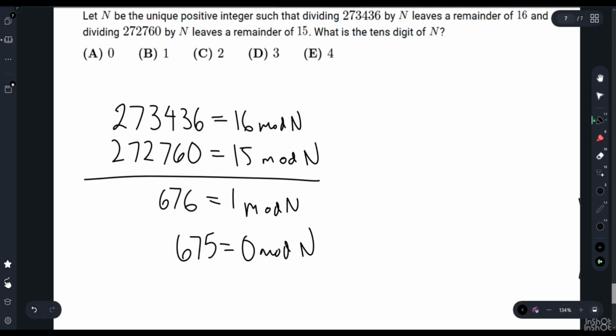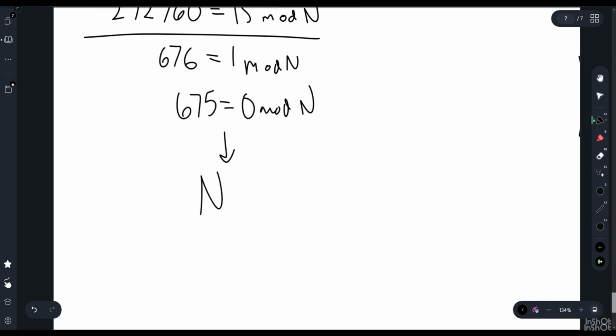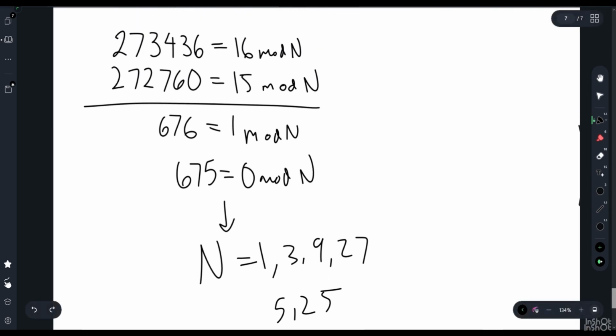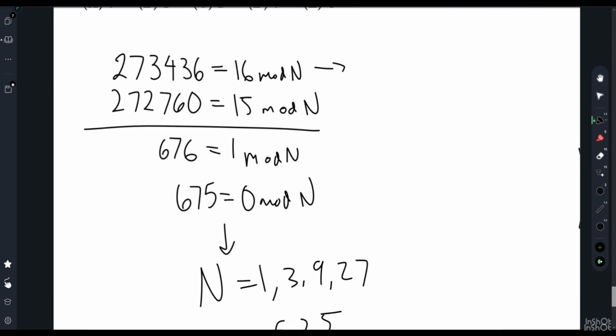So what does this mean? This means that n is equal to one of 675's divisors. And so this would be 1, 3, 9, 27, and 5, 25, and some overlap of these numbers as well. So now let's look back into this. Let's first look at this bottom equation. 272,745 is equal to 0 mod n.